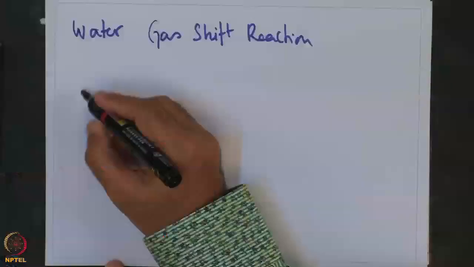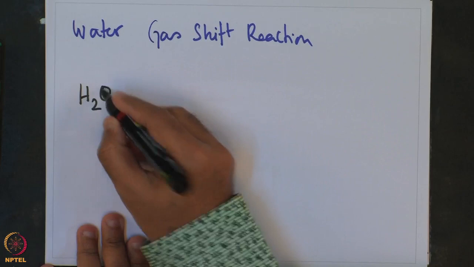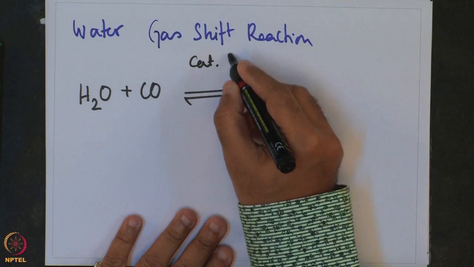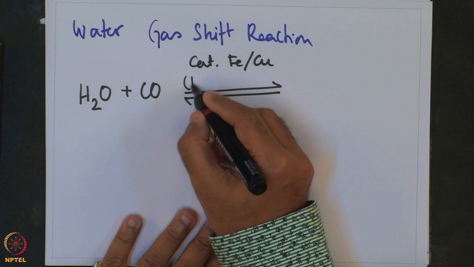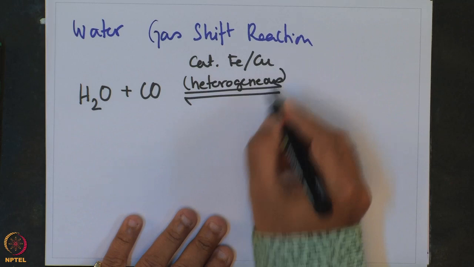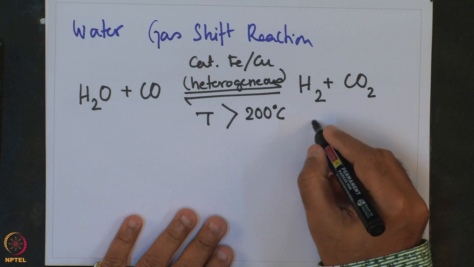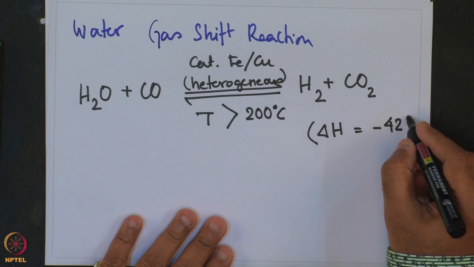So, H2O plus CO, with catalyst iron copper, these are heterogeneous catalysts, at temperature greater than 200 degree centigrade, producing hydrogen plus CO2, delta H equals minus 42 kilojoule per mole.